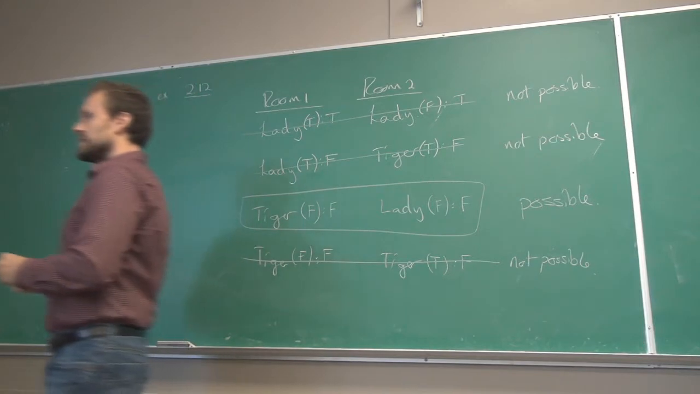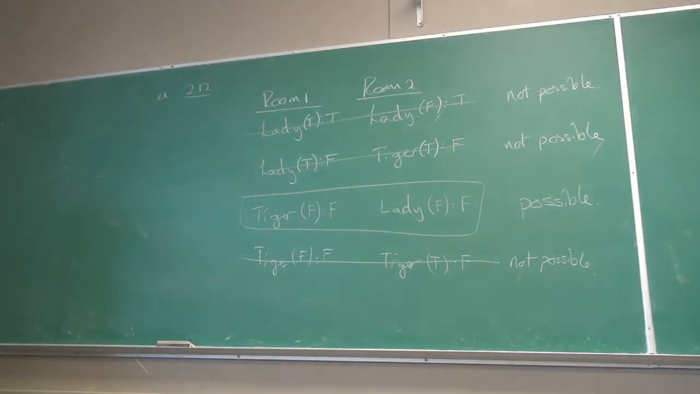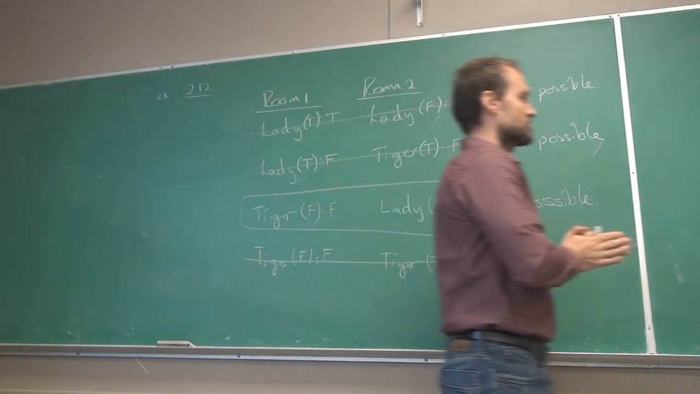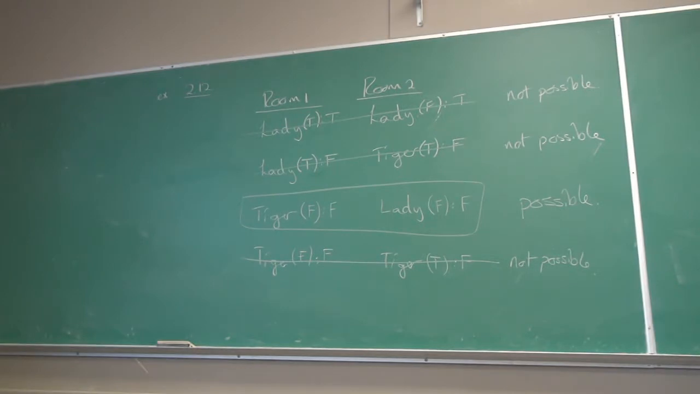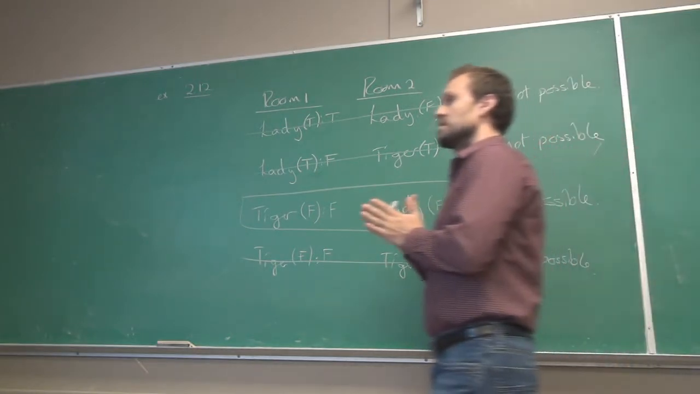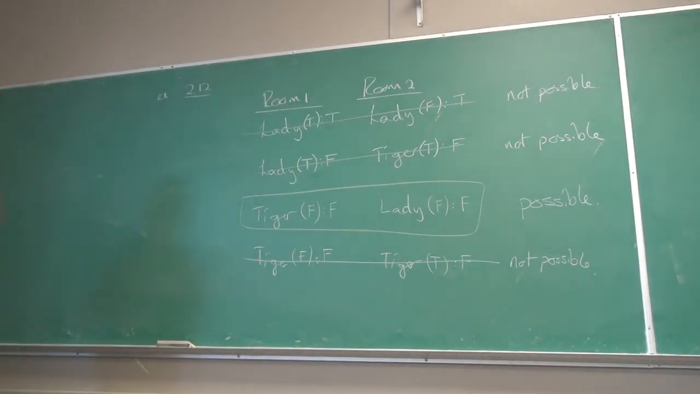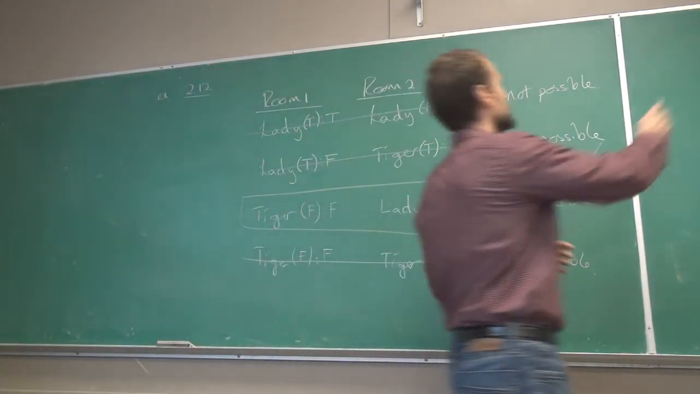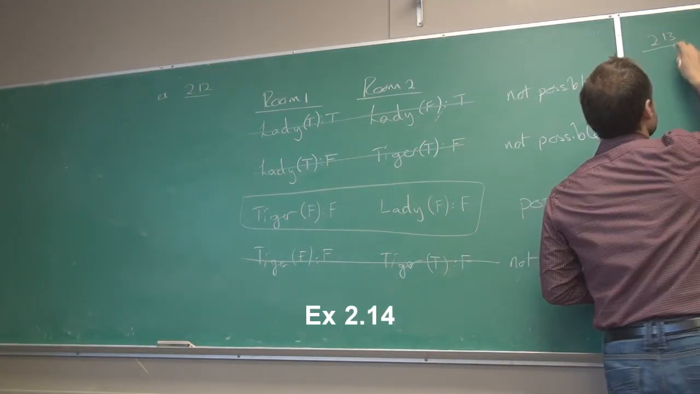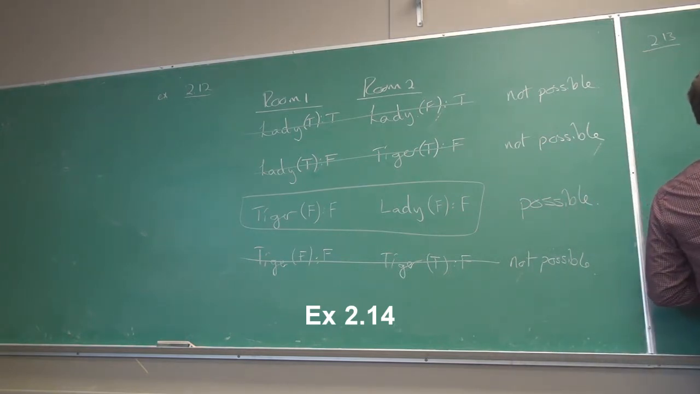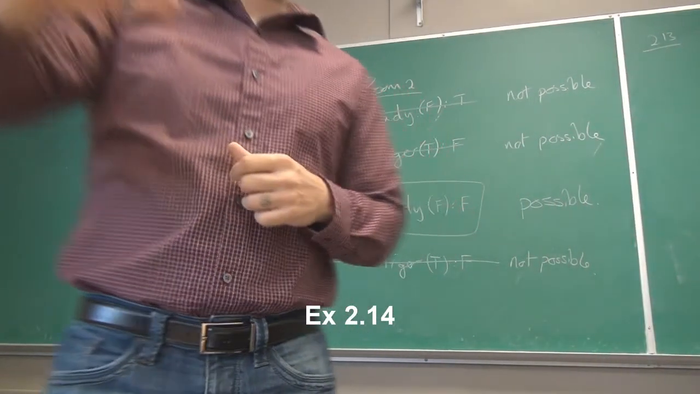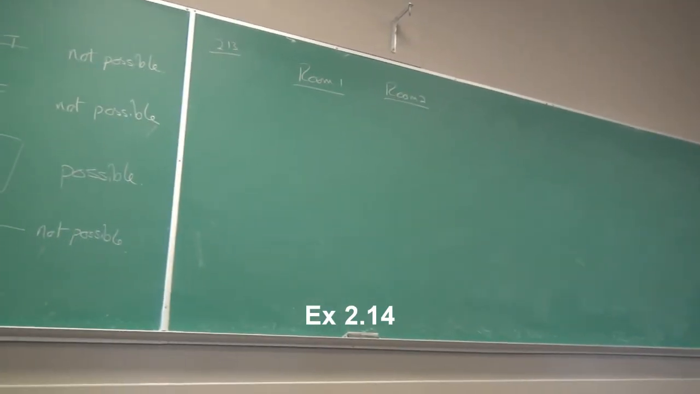The nice thing is that the next example has the same rules. A lady in room 1, the sign is true. A tiger in room 1, the sign is false. A lady in room 2, the sign is false. A tiger in room 2, the sign is true. So let's see if we can handle 213. Again, I'm listing all the possibilities. Do that first. List all the possibilities.